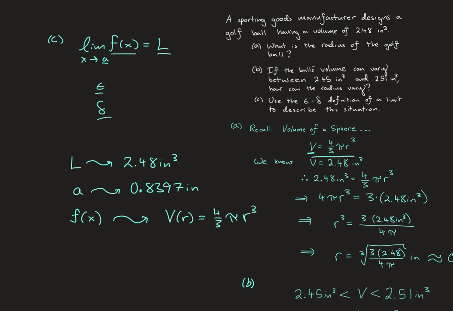All right, and then here's the other thing. Epsilon is associated with how much this volume is allowed to vary. I think it's allowed to vary, and that's given to us right here. It's allowed to vary between 2.45 and 2.51. And let's notice that the limit L, one way we can do this is L minus some sort of epsilon is equal to the lower bound. The lower bound is this guy right here.